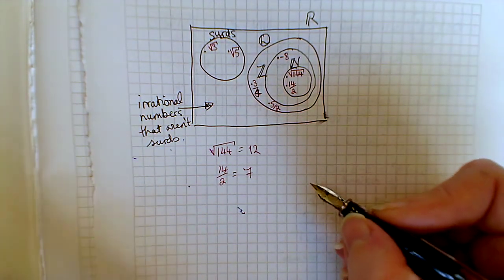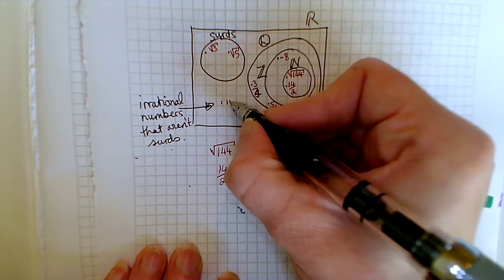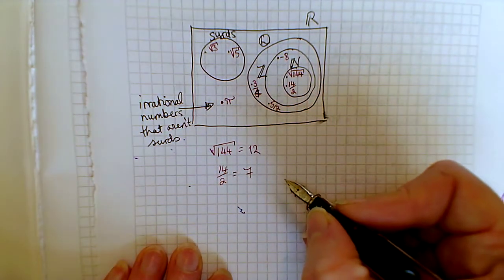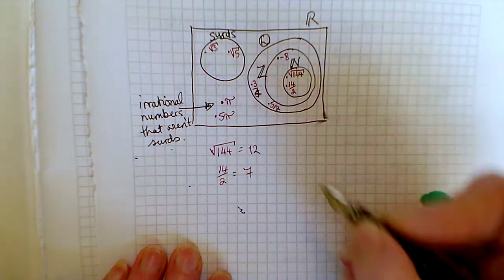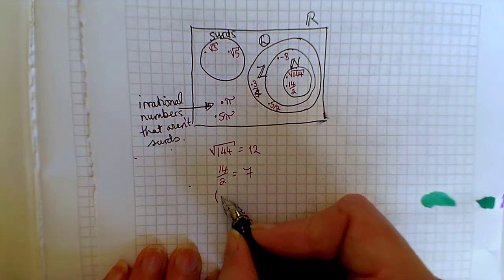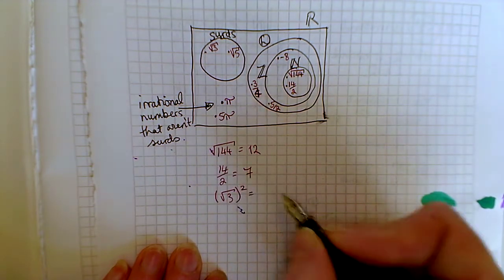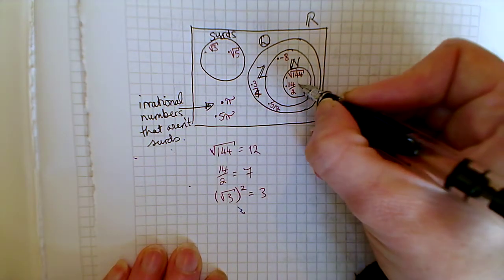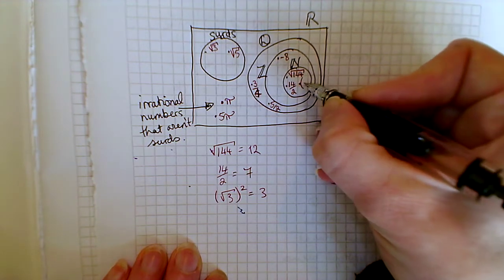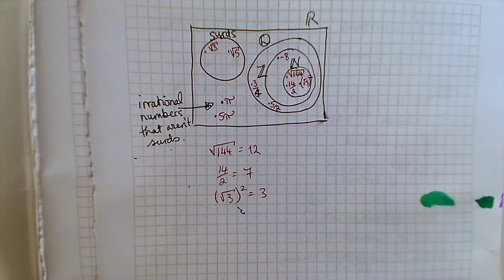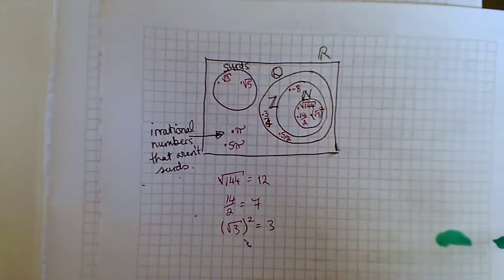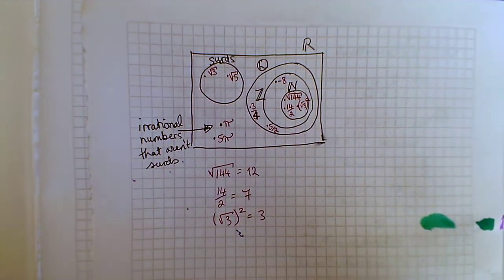Definitely should have done this a bit bigger. H, pi. Pi is irrational, but it's not a surd, so it's out here. I, 5 pi, 5 multiplied by pi, is irrational, but it's not a surd. And finally, the square root of 3 squared gives me 3. So that's going to go in my natural numbers. I should definitely have given more space for the natural numbers there because 3 of them went into the natural numbers. And those are the answers.